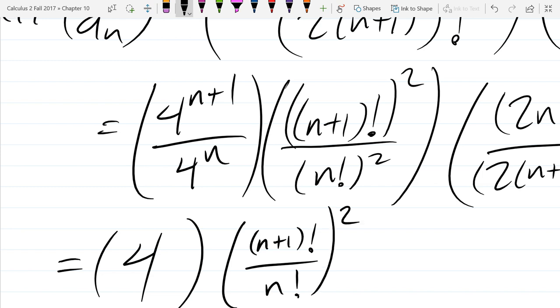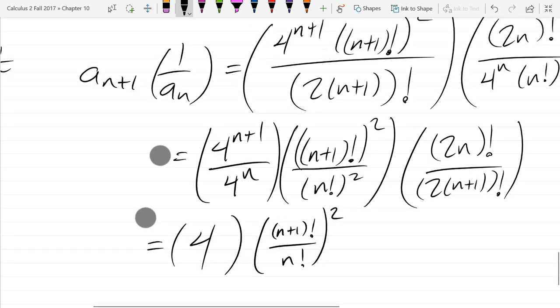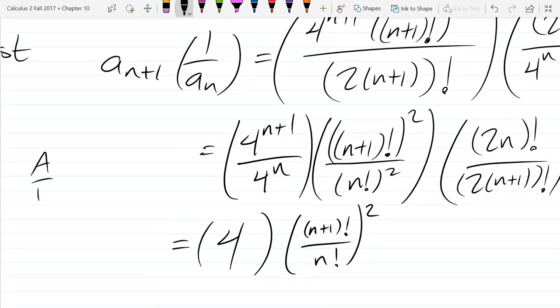We can factor out powers? Yep. So that is this rule. It also works for products.